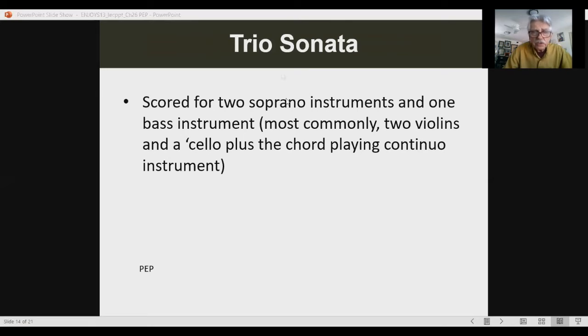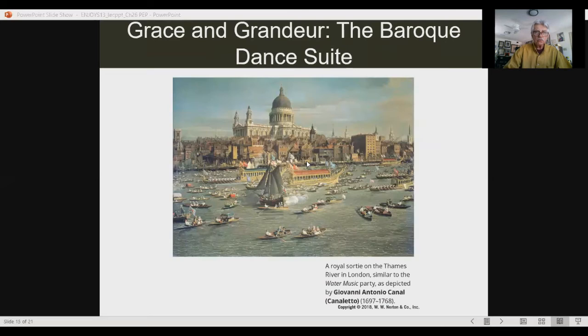A side note: what's a trio sonata, and how many instruments are in a trio sonata? Kind of a quick trick question, right? Because it's written for 2 soprano instruments and 1 bass instrument, but actually 2 soprano instruments and continuo. Remember, continuo has a bass instrument and a chordal instrument. So there are actually 4 instruments in a trio sonata: 2 melody instruments and the continuo, which is 2 instruments, a bass instrument and a chordal instrument.